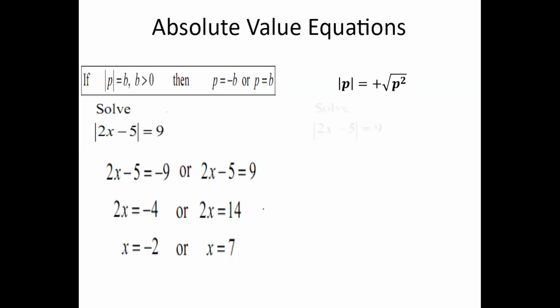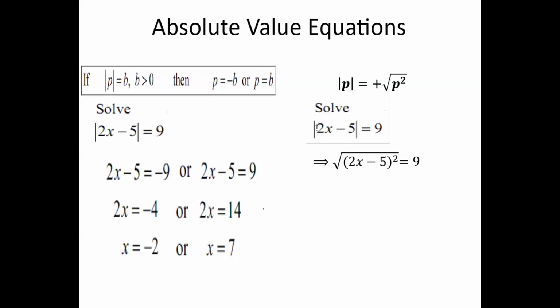Good. So let's go to the alternative approach. We're using this definition now: the modulus of P is equal to the positive square root of the square of the number. So we put back our equation. And this is heavy algebra now.